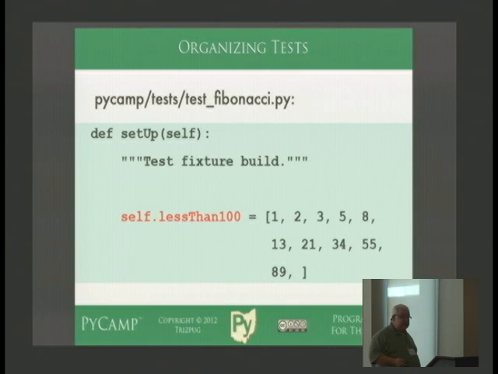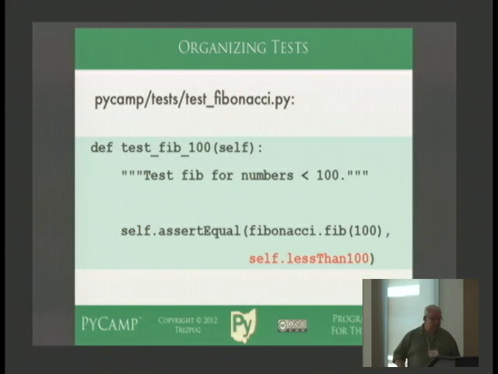Okay, so once we have this thing set up, this decorate on self, we can reuse it in our other test methods because they all also have access to self. So in test fib 100, we have a doc string, of course, for that test method. Then we're going to assert that calling the fib function of the Fibonacci module with the argument 100 is going to result in something equivalent to the less than 100 attribute of our test add instance. Okay, and that should be true.